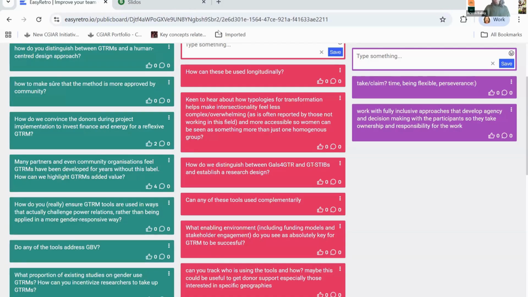I'm just going to highlight the 2 comments in purple. So some ideas about what we can do differently in our research: taking time or claiming time, being flexible, perseverance, big smile, absolutely. And working with fully inclusive approaches that develop agency and decision-making with the participants so they take ownership and responsibility for the work. And we'll be carrying on going back to these themes over this coming year.